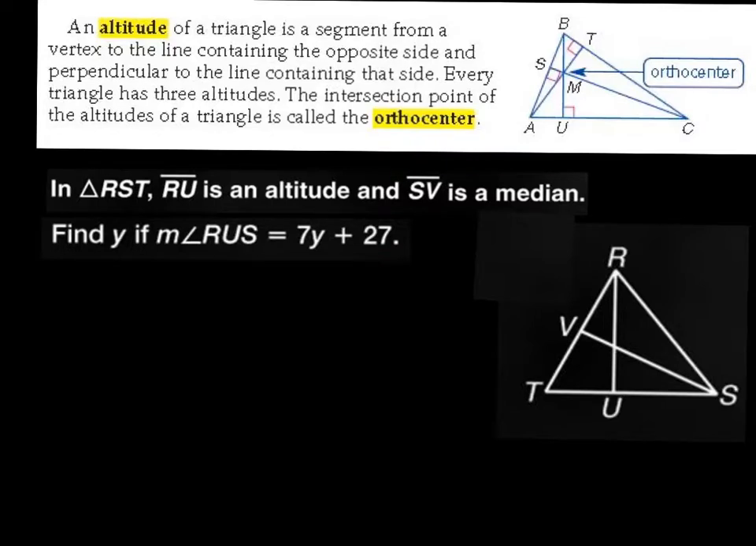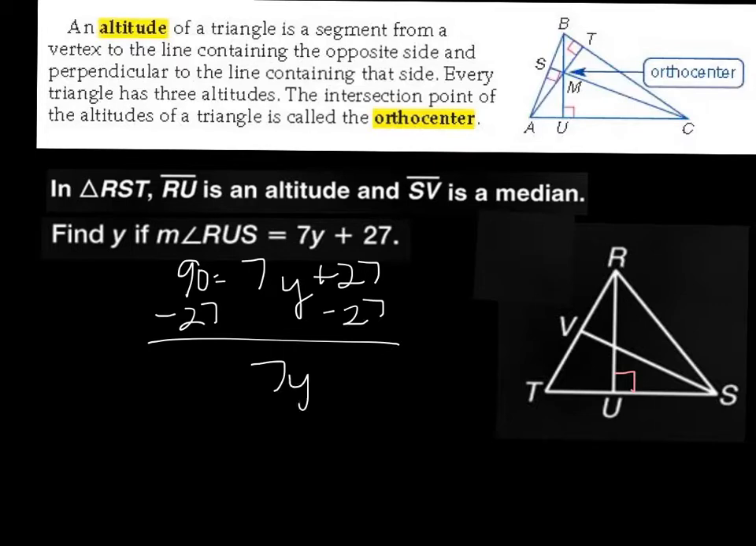In triangle RST, RU is an altitude. Okay, what's an altitude? It is perpendicular. And they ask us to find y if the measure of angle RUS, that's 90, equals 7y plus 27. So we know that equals 90. So if we subtract 27 from both sides of the equation, 7y will equal 63, which conveniently divides by 7 very well. So y is 9.